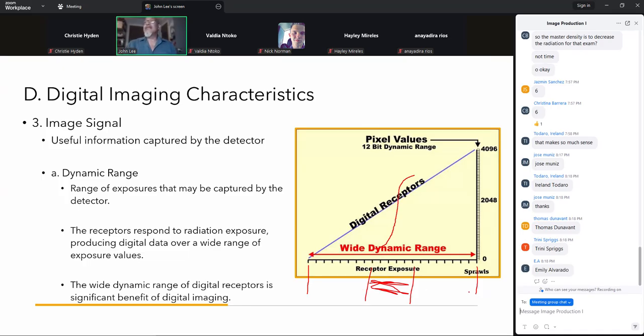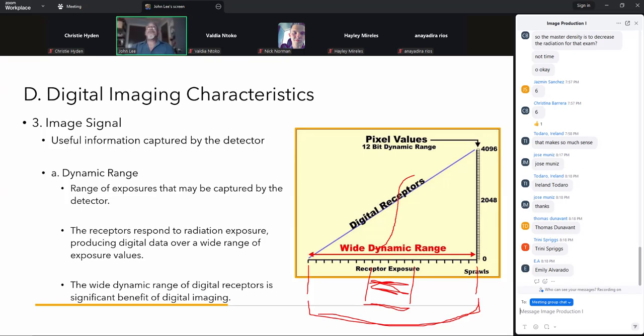Anything more than this, and the film is going to be completely black until it solarizes, in which case density decreases and it actually loses density. So this is the range of exposures that film can respond to. This is the range of exposures digital can respond to. This is the dynamic range, okay?